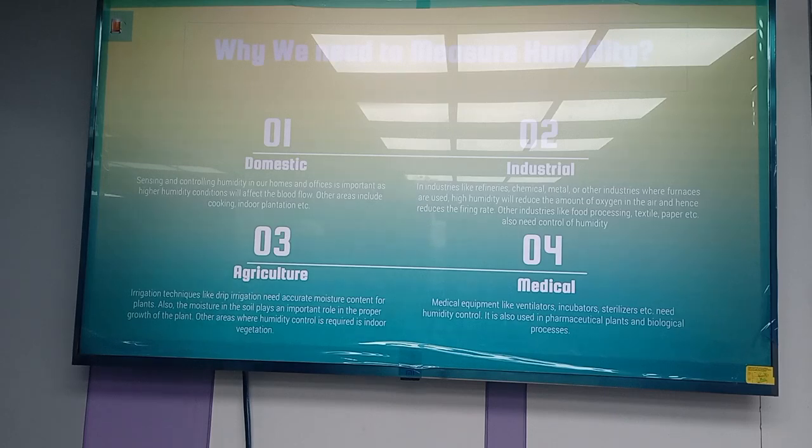On the other hand, in the medical sector, medical equipment like ventilators, incubators, sterilizers, etc. need humidity control. It is also used in pharmaceutical plants and biological processes.